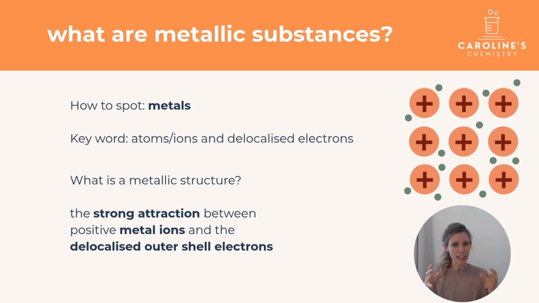And what we have is, rather than being joined together, you have a strong attraction between those layers of positive metal ions and the delocalized outer shell electrons. That is the metallic bonding, the strong attraction between those positive metal ions and the delocalized outer shell electrons. And remember, that word delocalized just means free to move. If you're not comfortable using the word delocalized, then use free to move.